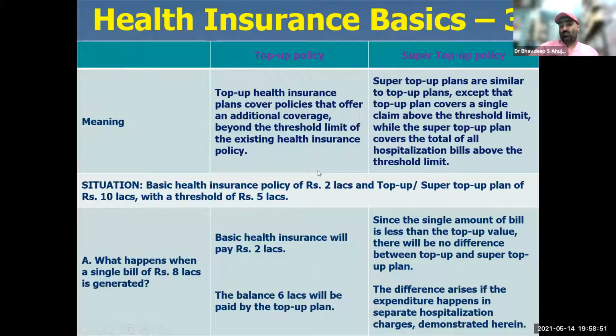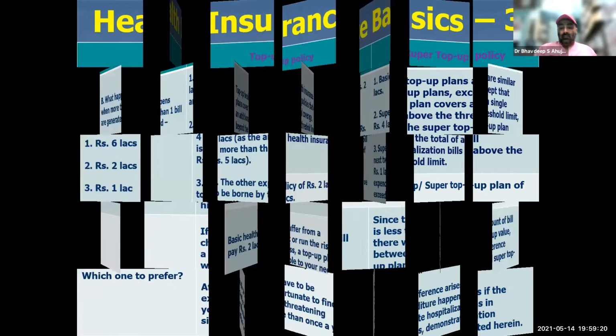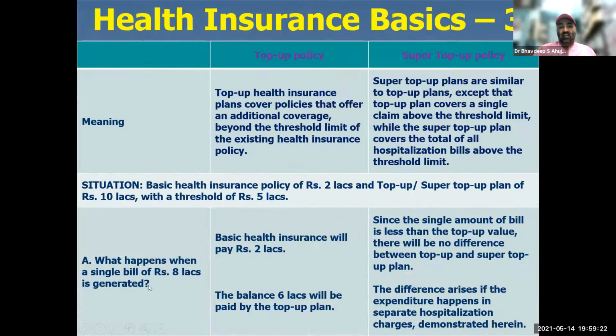If the basic health insurance is 2 lakhs and the top up or super top up is 10 lakhs with a threshold of 5 lakhs, and there is a single bill of 8 lakhs, then 2 lakhs is covered by the basic policy. And since the top up is 10, 6 will be covered by the top up the first time. Since the single bill is less than the top up value, there will be no difference whether you took a top up or a super top up. It is one and the same thing. That was the case of a single bill of 8 lakhs.